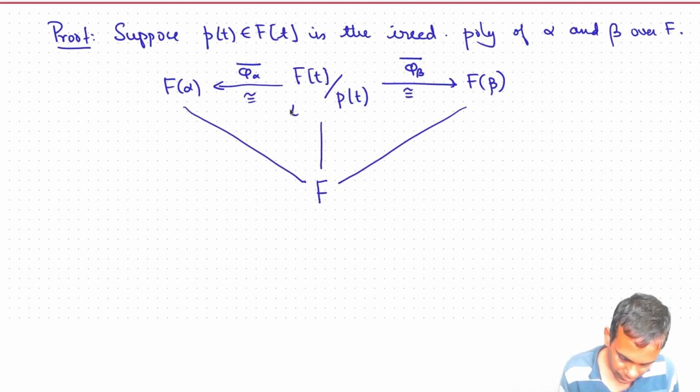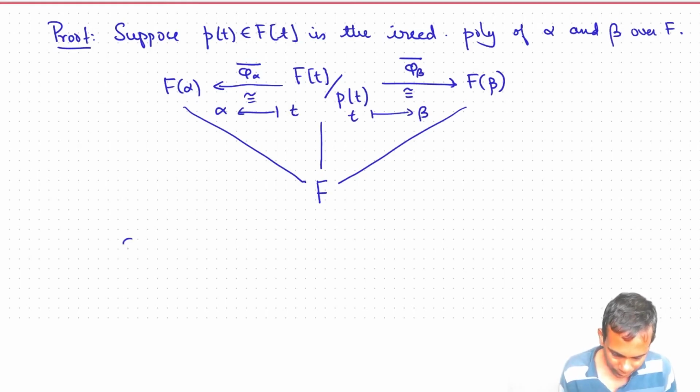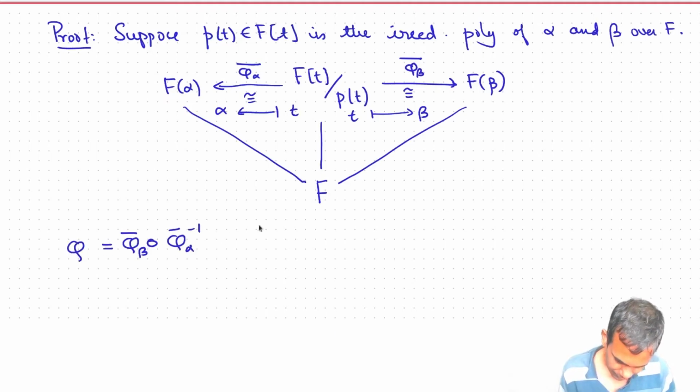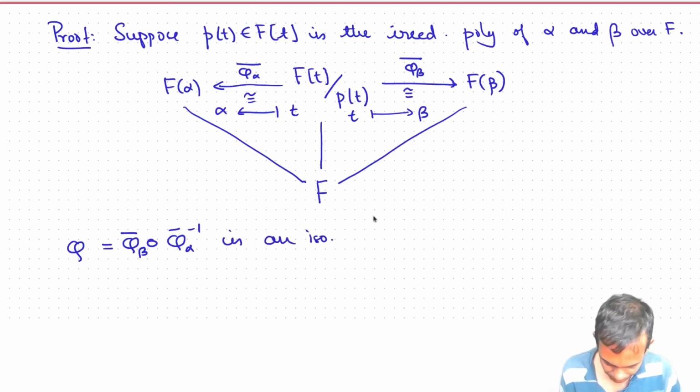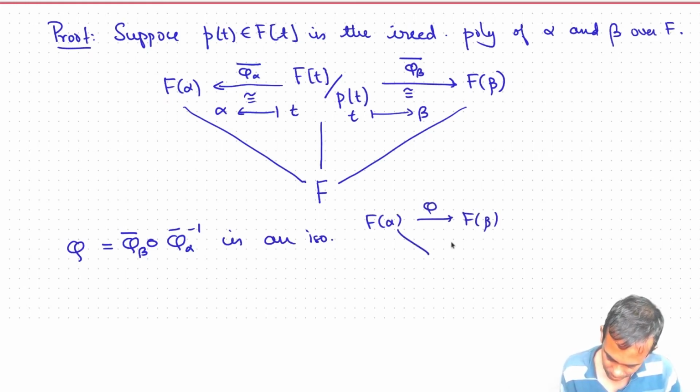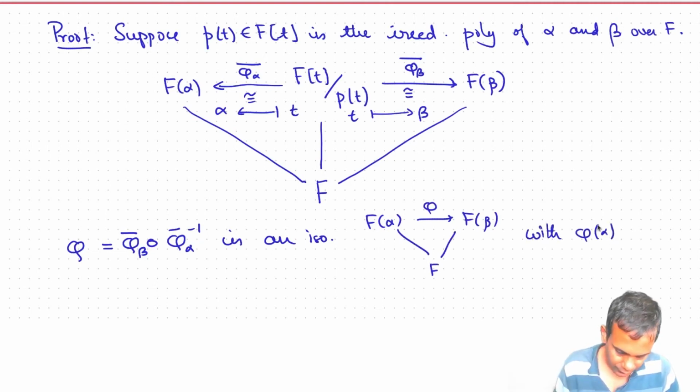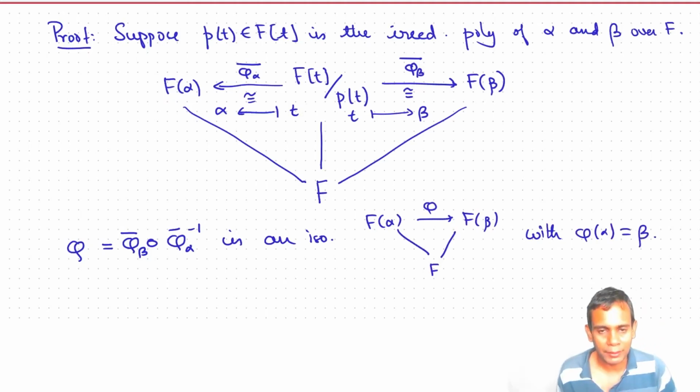Under this isomorphism, t goes to alpha. Under this isomorphism, t goes to beta. And so now if you take phi beta bar composed with phi alpha bar inverse, then this is an isomorphism from F(alpha) to F(beta) over F, with phi of alpha, well, alpha goes to t, t goes to beta, equal to beta. So that proves one way.